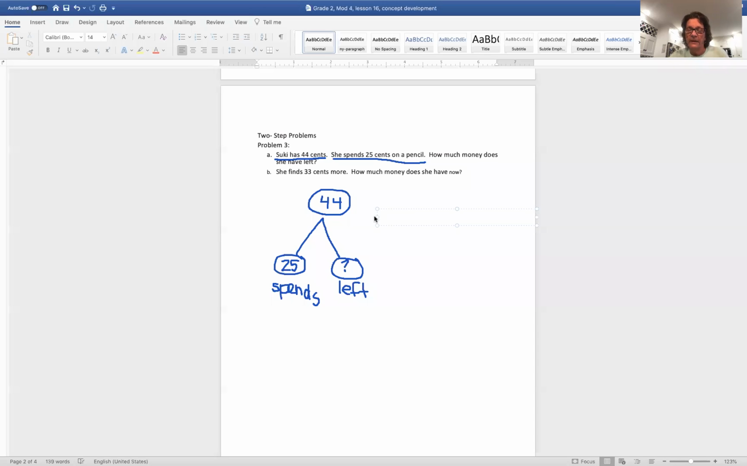Remember, we like to start with NS for number sentence. And we're going to take our 44 cents and subtract our 25 cents and get what we have left. Again, really hard to do that math just in number sentence form. So you probably also want to write an algorithm. Remember, an algorithm is when we stack our numbers on top of each other based on place values. So 44 minus 25.